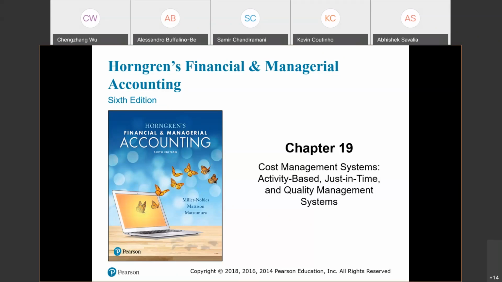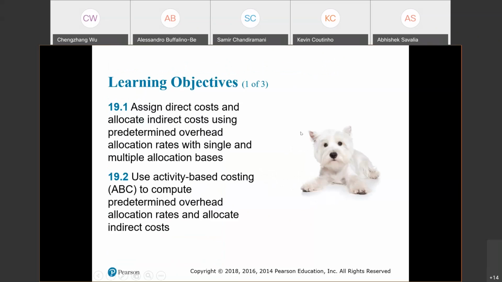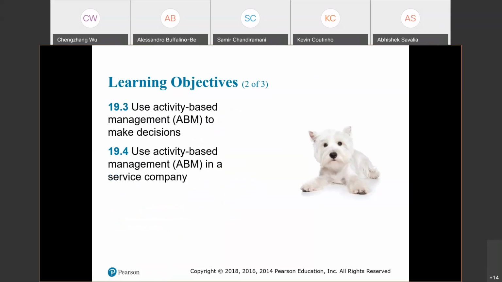Well, in today's class, we'll learn what is single plant rate costing allocation, what is multiple allocation basis costing allocation, and then we'll go to activity-based costing. In the last part of this class, I will introduce how to use activity-based management to make business decisions.